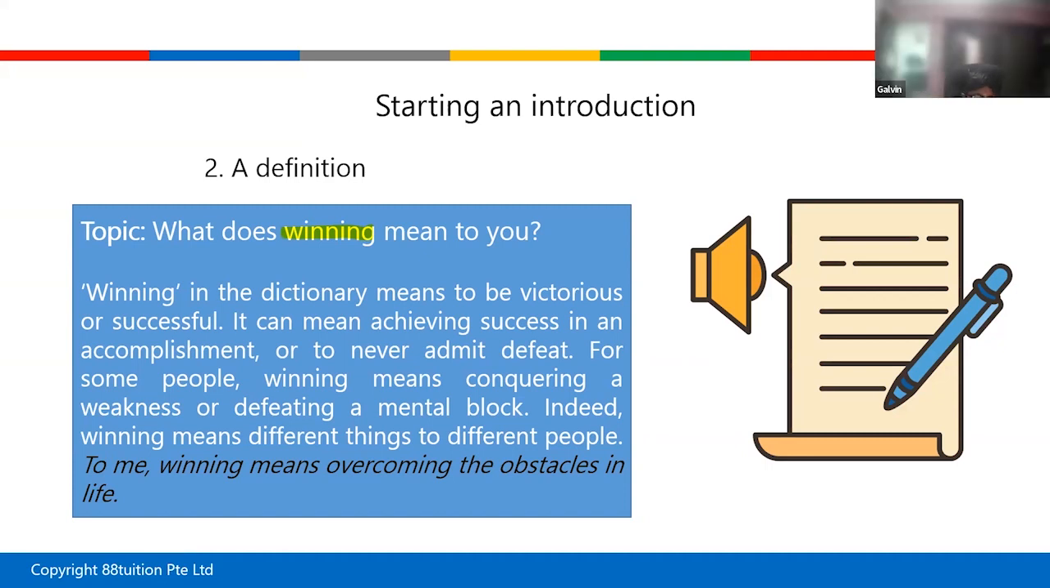Winning in the dictionary means to be victorious or successful. It can mean achieving success in accomplishment or to never admit defeat. For some people, winning means conquering a weakness or defeating a mental block. Indeed, winning means different things to different people. To me, winning means overcoming the obstacles in life.